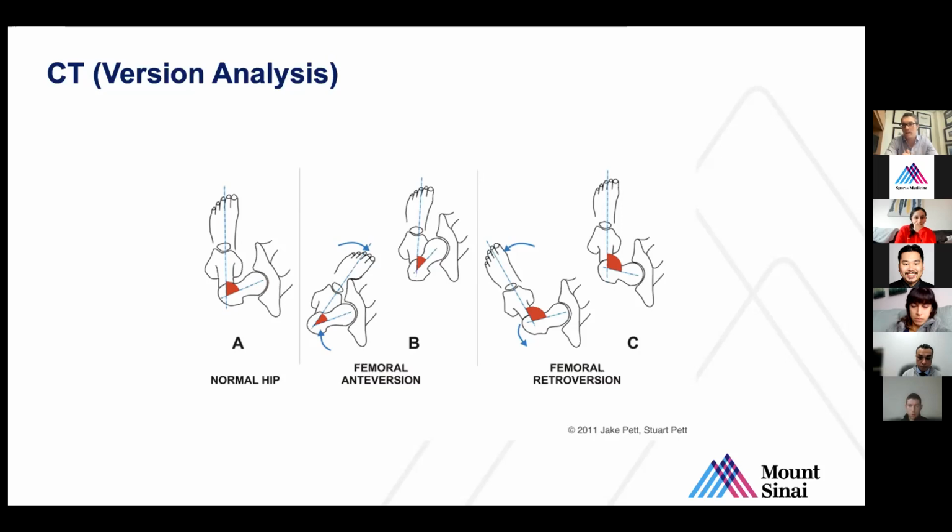Does that make sense? So take the foot and look at the foot that's pointing straight on all of these views, and then look at the femoral neck. The straight foot view, normal here. Straight foot view in B, you see the acetabulum is pointing anterior. The femoral neck and head is anterior, and then retroverted, femoral retroversion. If you look at the straight foot view on the C, the femoral head and neck is pointing posterior. So that's version.